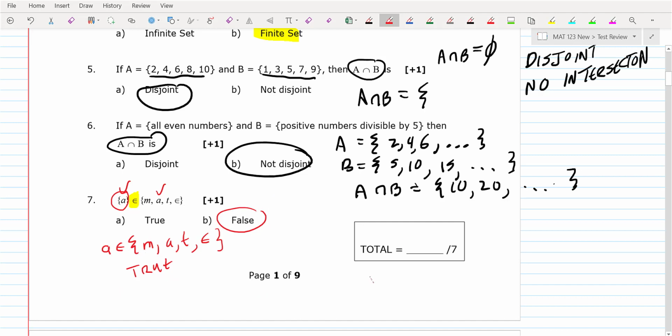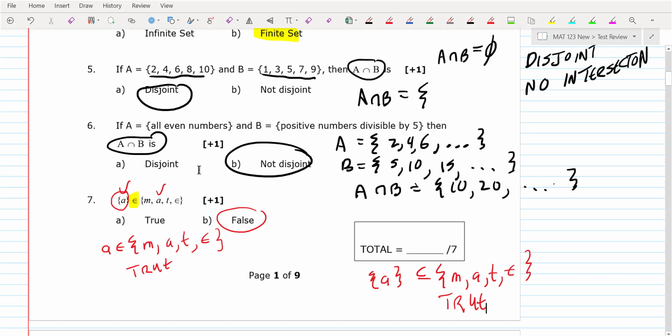Now, what if I did it this way? What if I wrote the set of A is a subset of {M, A, T, epsilon}? Is that true or false? Yeah, that's true. So it's just the notation. This is false because I'm asking if a set is an element of the set. No, it isn't. It's a subset. Does that make any sense? That's picky, but part of what I'm looking at is vocabulary on this.